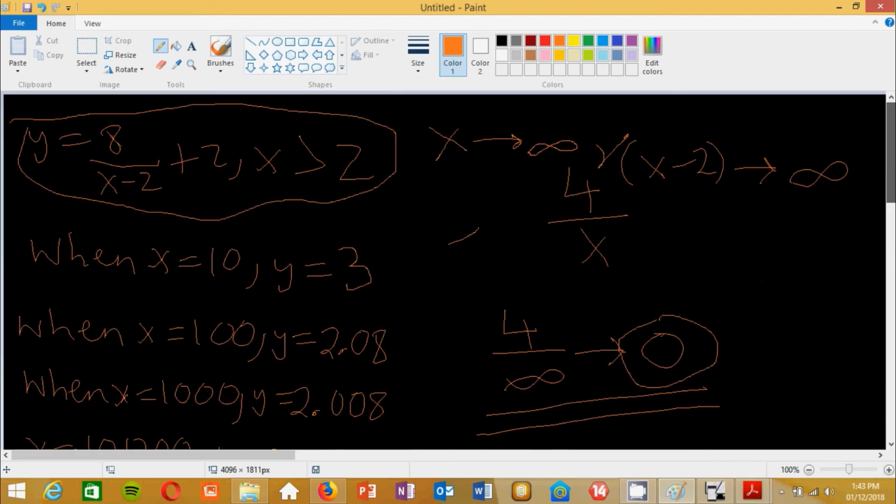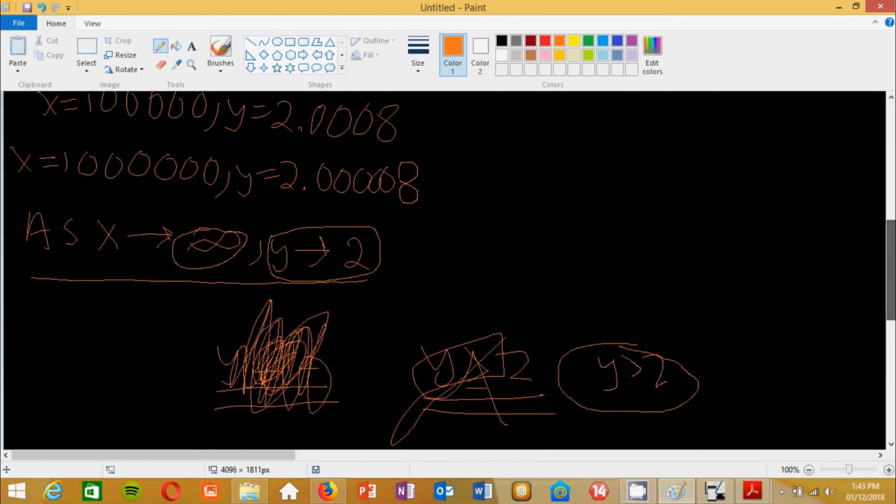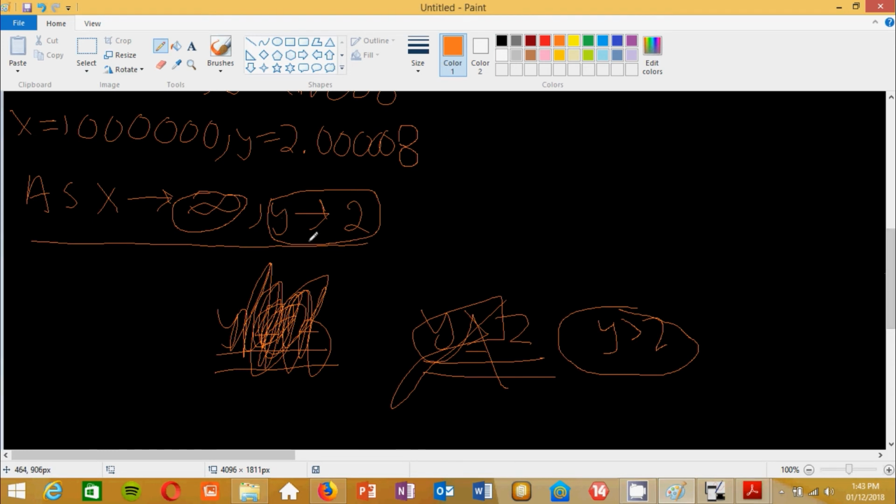So our function y, it's becoming smaller and smaller, and it's becoming closer to the number 2. But it's not actually going to be 2. It's always going to be greater than 2, but it's approaching the number 2. And that's why the range for this function is y is greater than 2, because y is always going to be greater than 2. It will approach 2, but it will never reach 2. So as x approaches infinity, y approaches 2. So the range for the function is y is greater than 2.